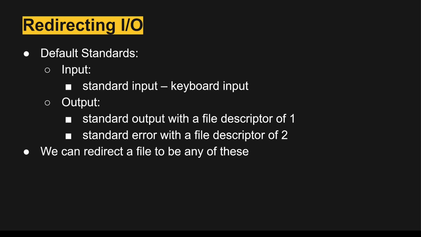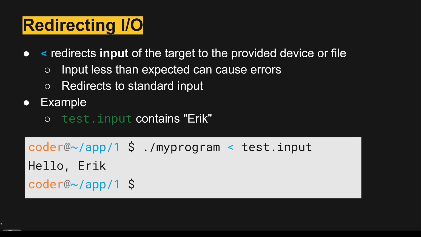Now, we can redirect any of these to or from a file. Let's step through a couple examples. To redirect input to a target program, where we want to give it standard input without having to use the keyboard, we use the less than sign. If we have a file that already has input in it that we want to go into the program, we use this less than sign to send that directly to standard input.